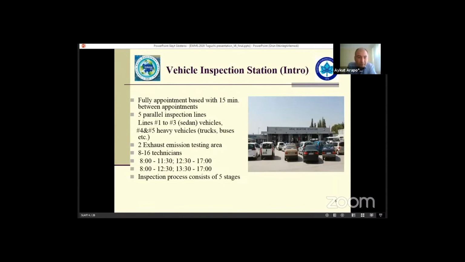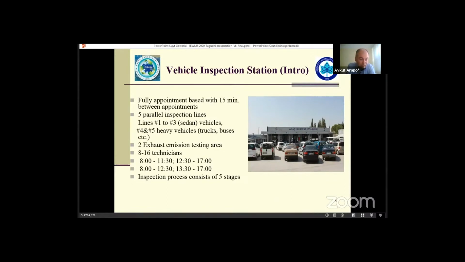Let's go back to the station, and I'll give more information about it. This station operates 100% fully appointment based. So you need to make an appointment before going there, and each appointment is separated by 15 minutes. There are 5 parallel inspection lines. The first 3 lines are reserved for sedan or regular vehicles, and the last 2 lines are reserved for heavy vehicles like trucks and buses and so on. There are 2 exhaust emission testing areas, but we are not dealing with this part of the station. We will concentrate on the parallel lines.